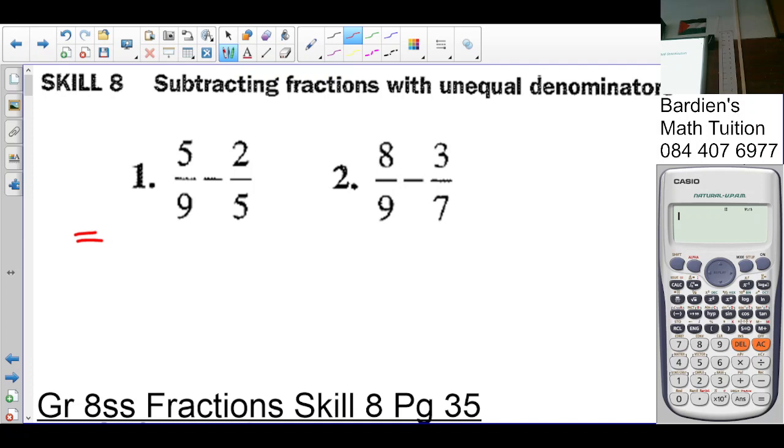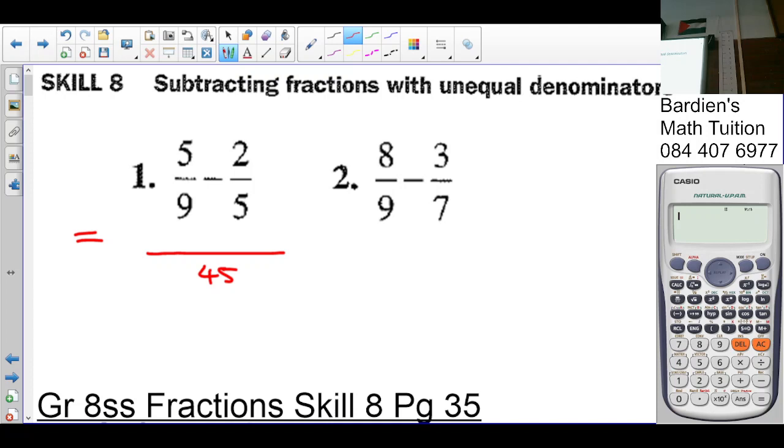No. Next one? 27. No. 36. No. Then 45? Yes. So 45 is your LCM here, your lowest common multiple. Some people call it the LCD, the lowest common denominator.